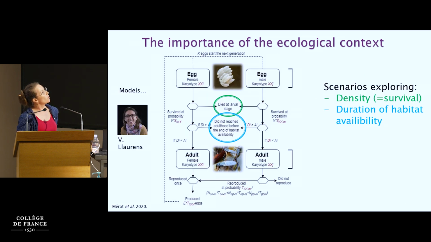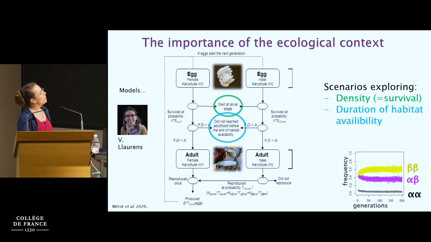So to try to understand what the consequences of this ecological aspect are on medium-term evolutionary outcome, we built a model with the help of Violaine. And this model is simply the life cycle of the flies inside the computer. So that means that instead of doing 5 generations, we can do many more and look at the outcome and the stability. And we put in 2 important ecological aspects: the density, that will change the survival, and the duration of habitat availability.